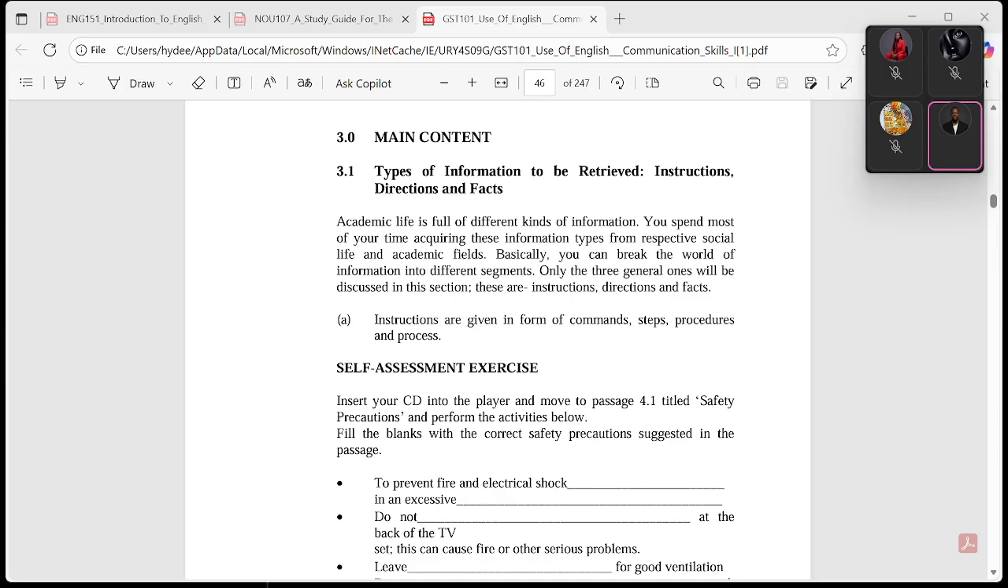The second one is cues. Now, you know what cues are? Cues are hints on what is about to come, the words or the information that is about to come. If you're having cues, it means you know what's next.